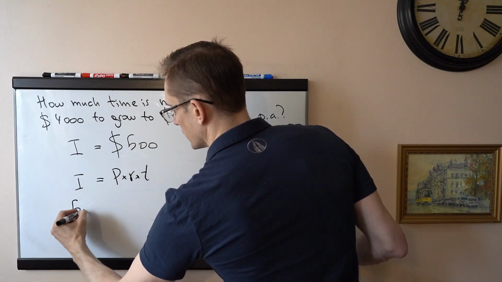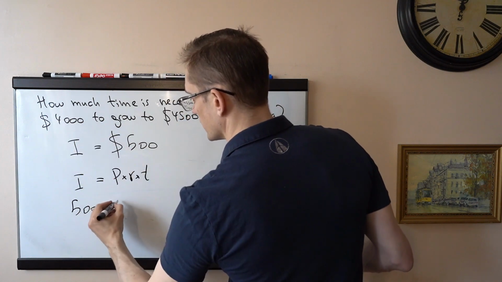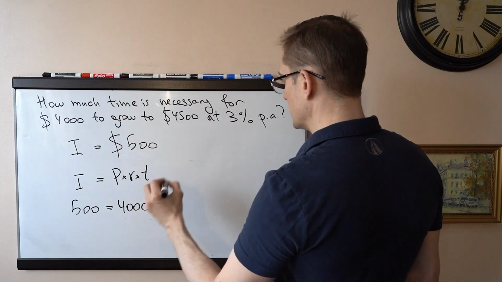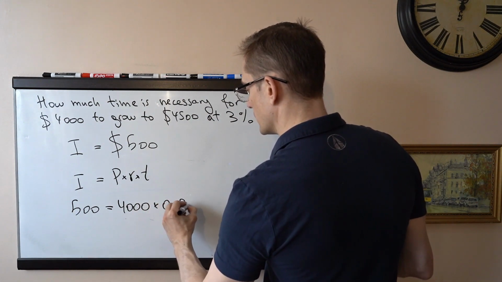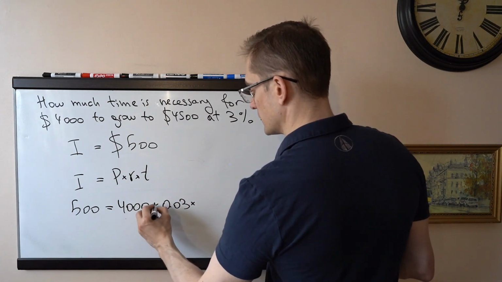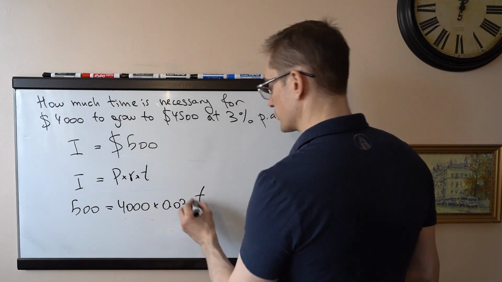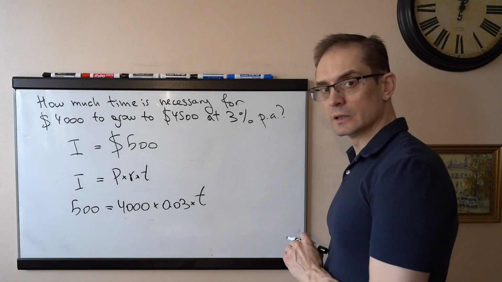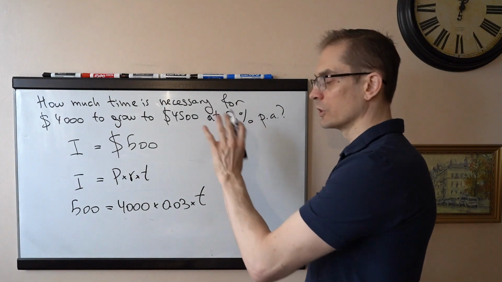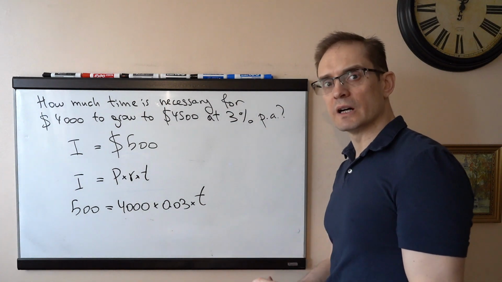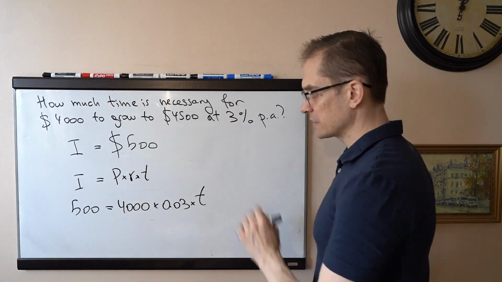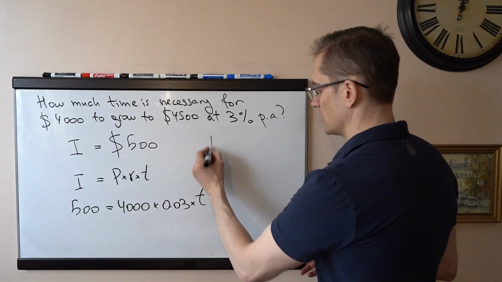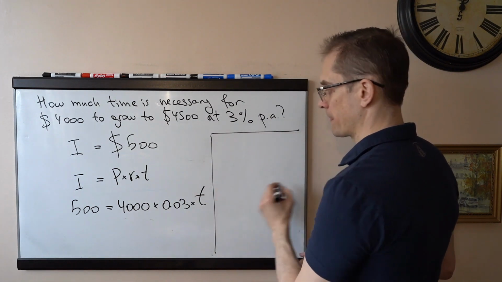So you have 500 equals principal 4,000 times rate 0.03 times t. Okay, so that's the part we don't know, t. And let's keep it that way. Regardless of what you're asked, how many days, how many months, and so on, just keep it as t, because that's the simplest and the cleanest way to solve this problem.